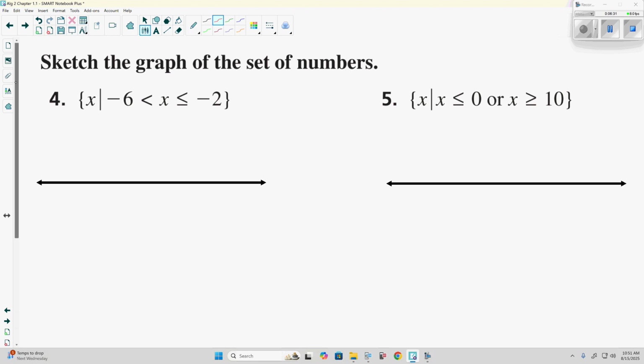We have 2 endpoints for the graph, yes? They are what? -6 and -2. So we're going to have 2 lines. Smaller number on the left, bigger number on the right. Now we need to figure out if we're going to fill in these 2 circles at these 2 spots or keep them open.